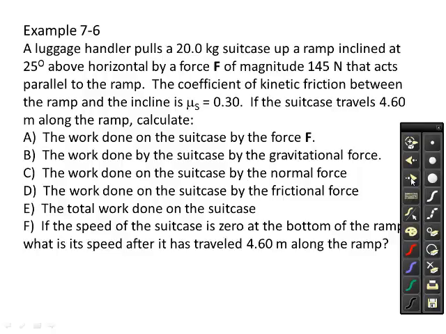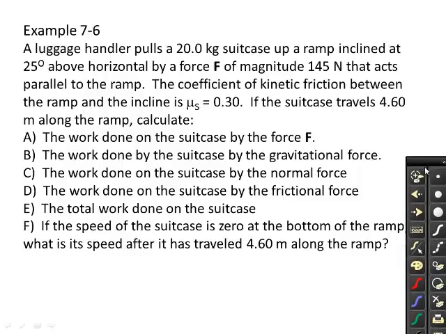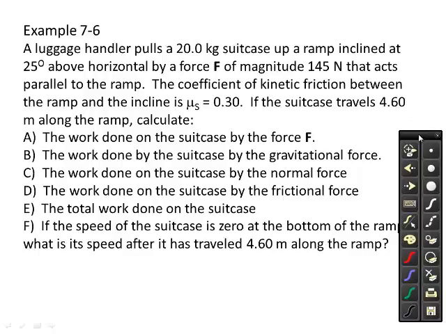This one's kind of a crazy problem. Unfortunately, I don't have a lot of room to write here. But the idea here is the luggage handler pulls a 20-kilogram suitcase up a ramp that is inclined at an angle of 25 degrees above the horizontal with a force of 145 newtons. It acts parallel to the ramp. The coefficient of kinetic friction between the ramp and the incline is 0.3. If the suitcase travels 4.60 meters along the ramp, calculate the work done by all these different forces. Okay? So, let me move this out of the way. Let's get into writing mode here.